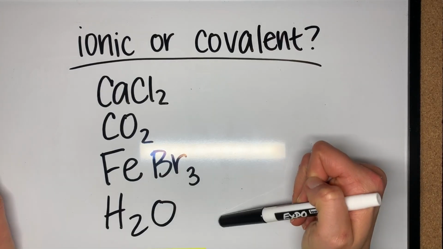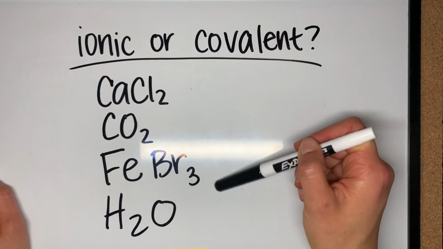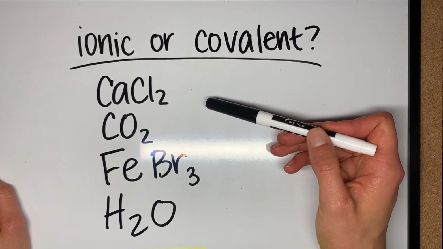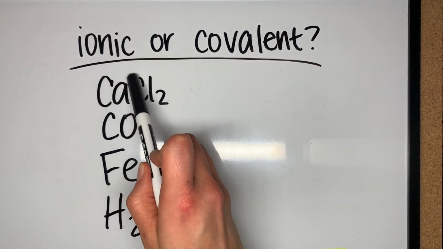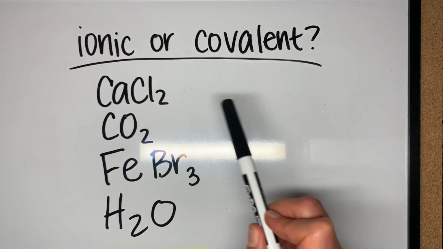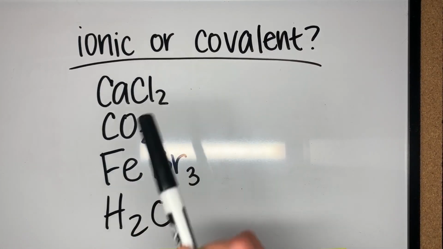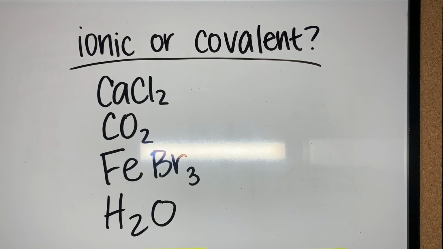Let's do a little exercise. I've given you 4 different compounds. Please take a second to look at each of the 4 compounds and determine whether it is ionic or covalent based on the types of elements in each compound.